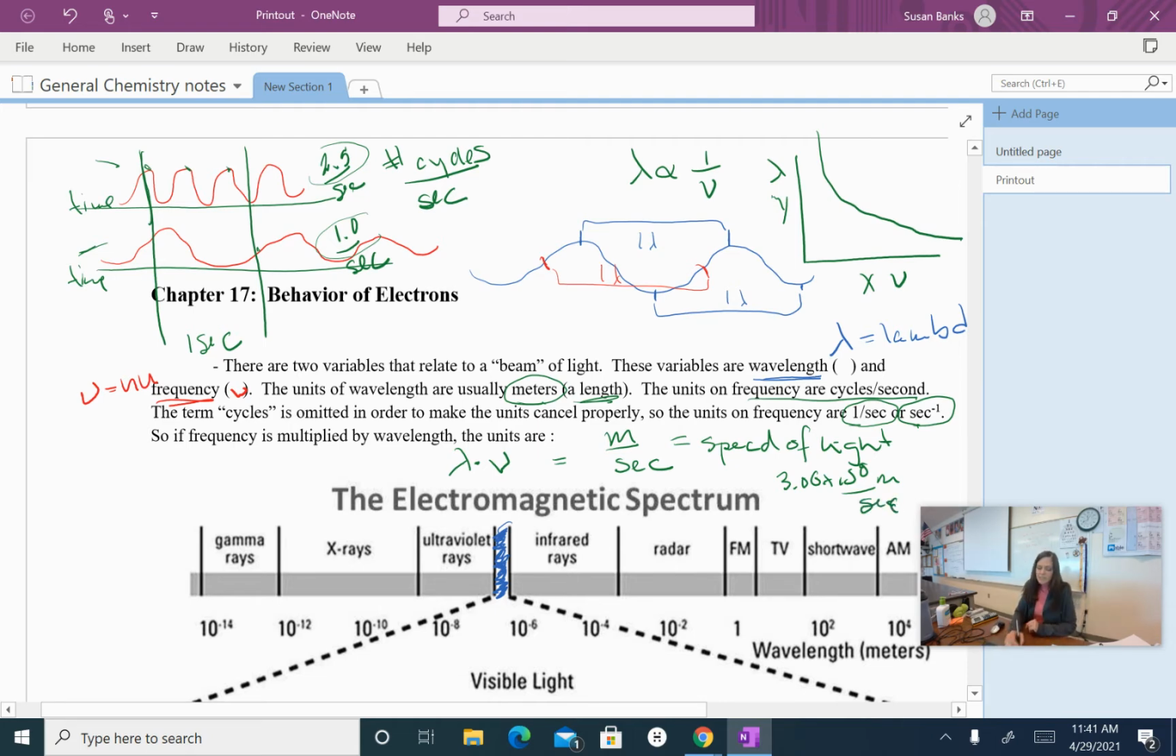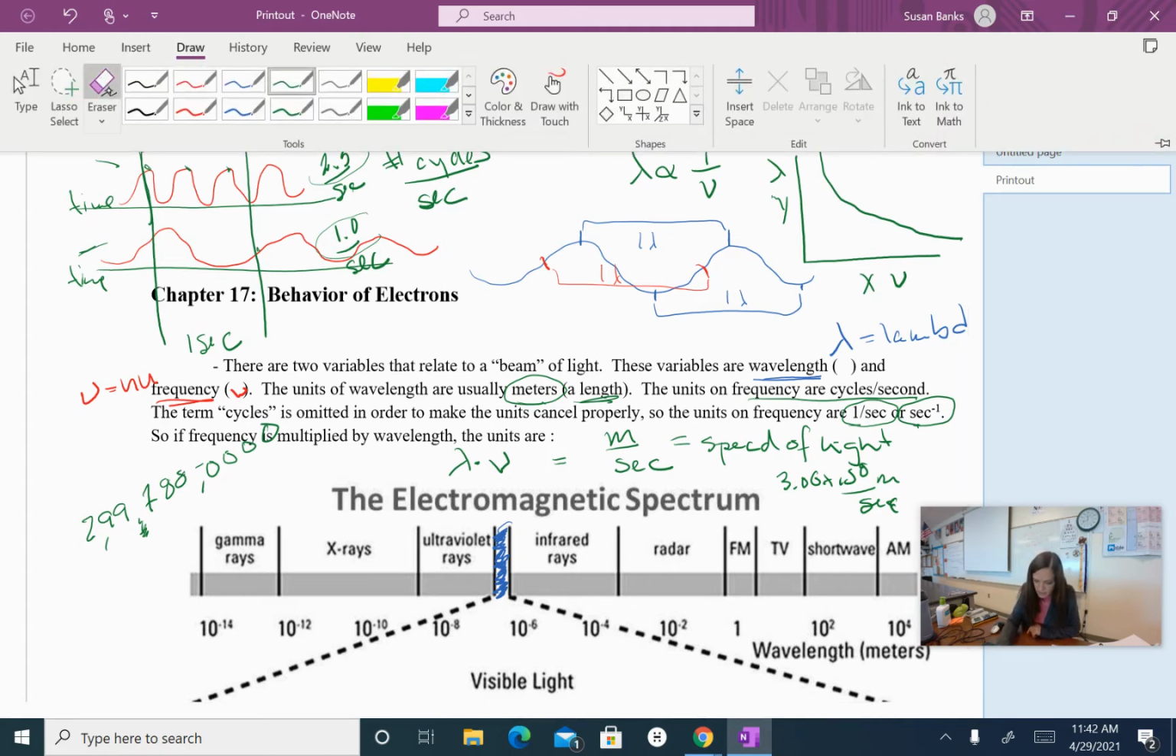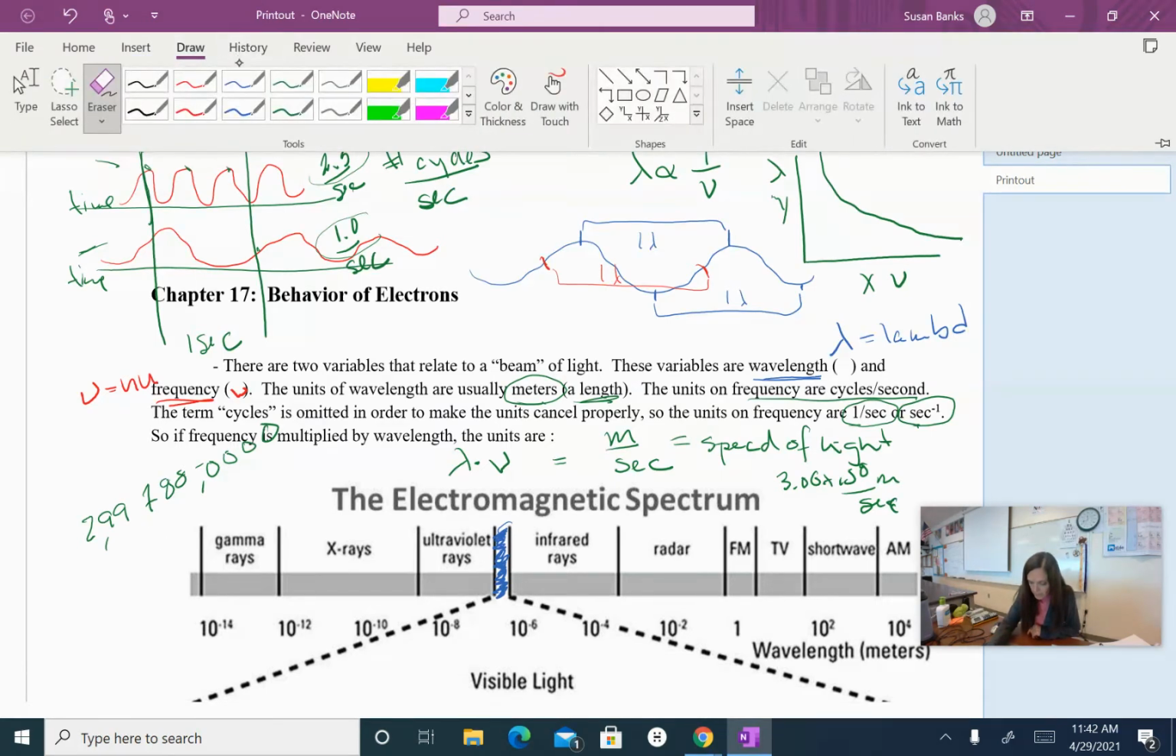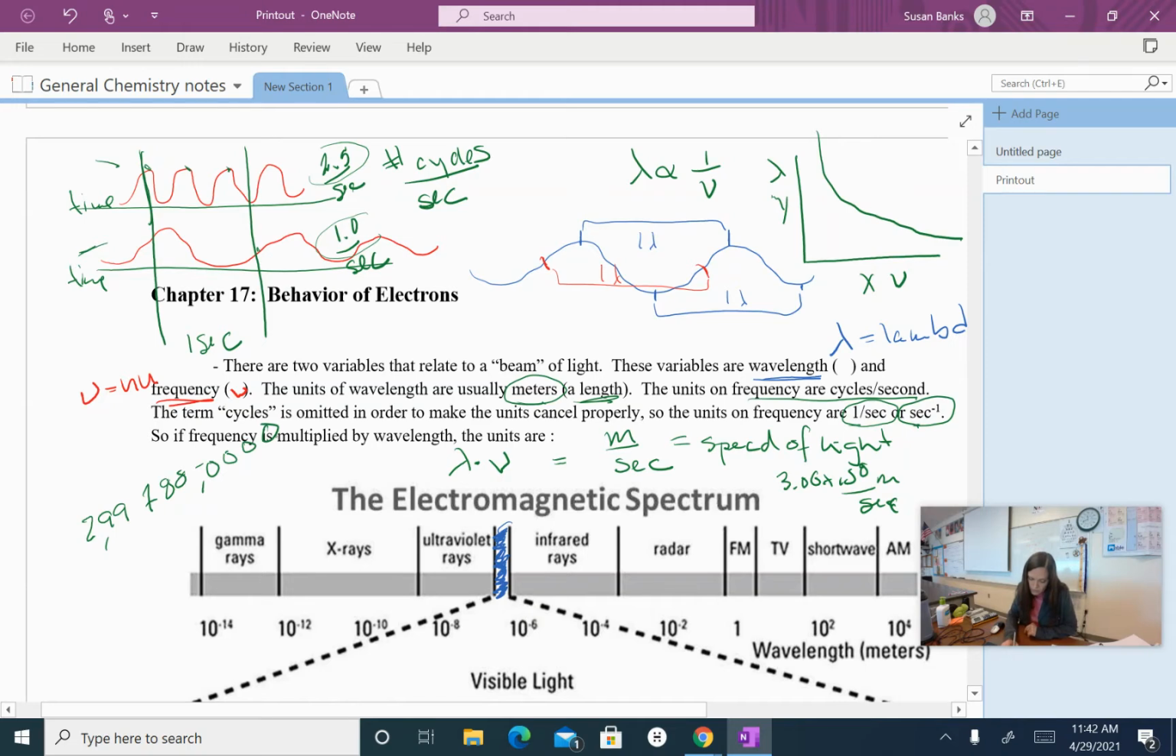Now, it's really 299,780 something million. Let's see, 1, 2, 3, 4, 5, 6, 7, 8, right? 1, 2. Let's make sure my units are correct here. We're going to have 1, 2, 3.